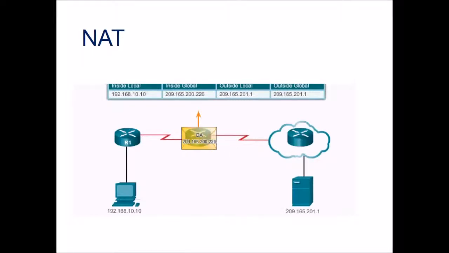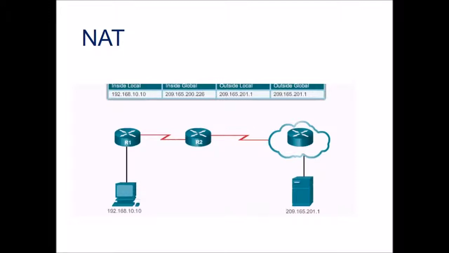192.168.10.10, which is the inside local address, to 209.165.200.226, which is the inside global address. Router 2 adds this mapping to the NAT table, and afterwards it sends a packet that has the translated source address toward the destination. The web server responds with a packet addressed to the inside global address of PC1.